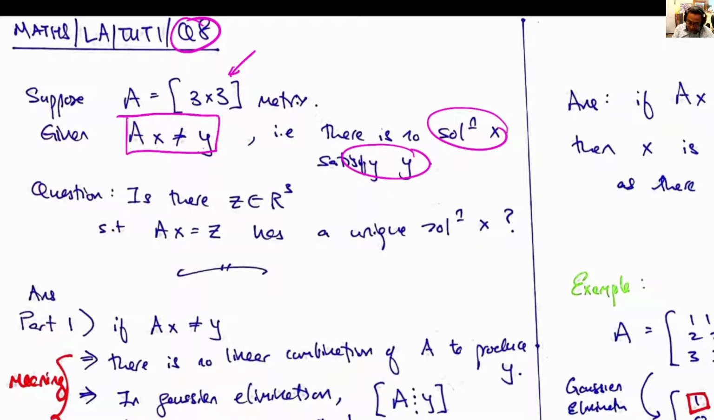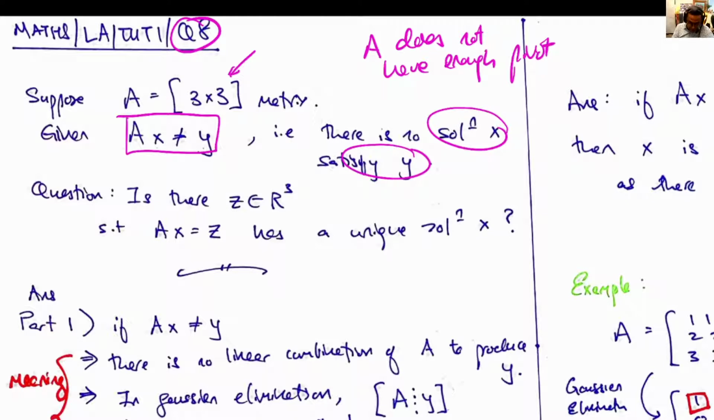It basically means that A does not have enough pivots. When it does not have enough pivots, we cannot solve for some Y's. It means that Y does not lie in the plane spanned by the columns of A. It also means that some of the columns of A are dependent on each other. That is why there are not enough pivots. It also means that A is not invertible.